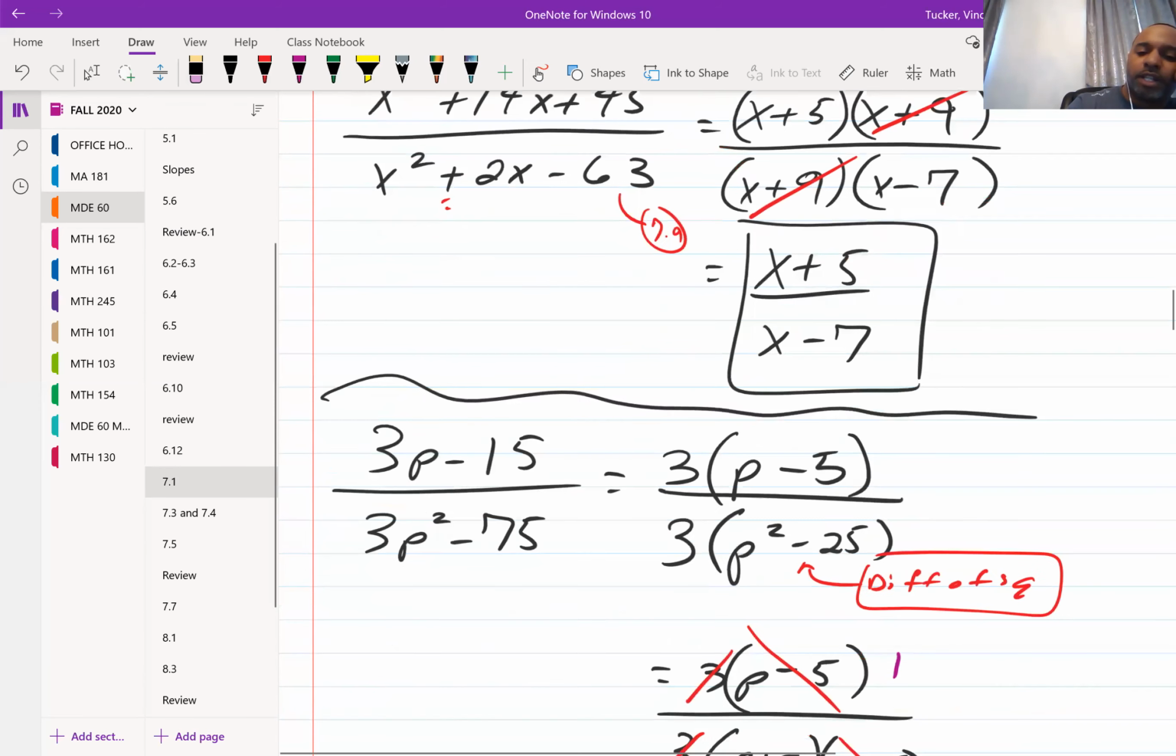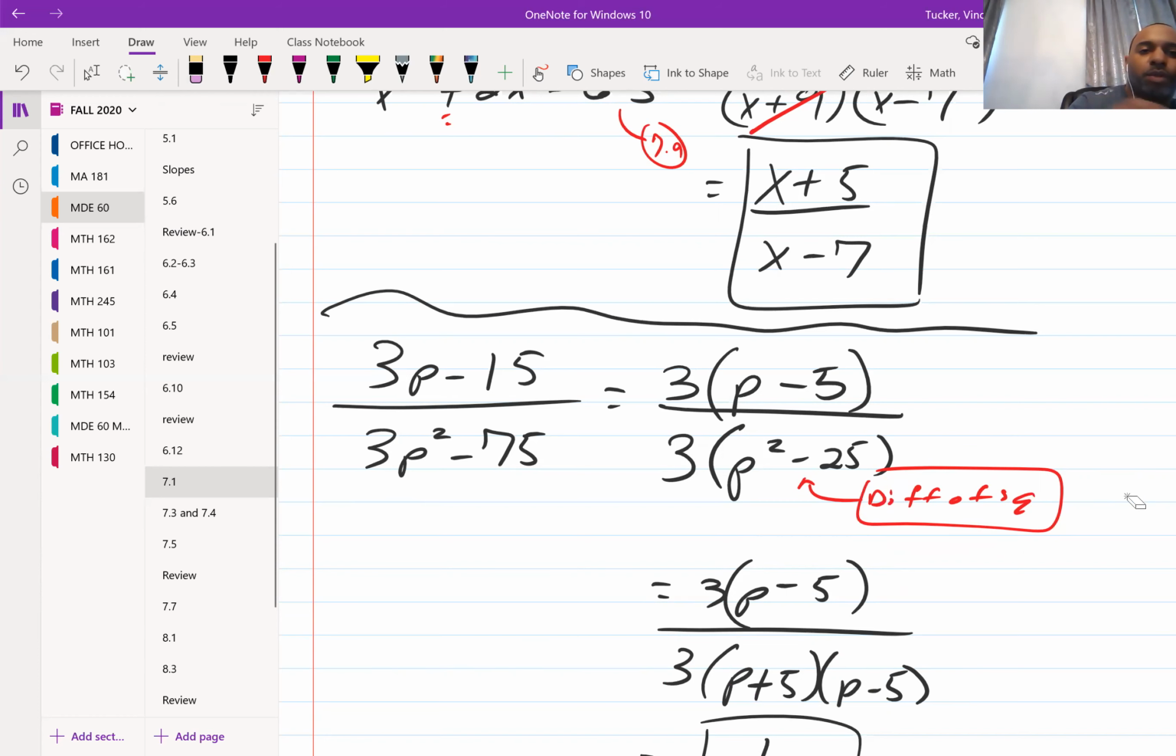Then we recognize that this is a difference of squares. So that actually factors out to p plus 5, p minus 5. All right. So now we cancel out what's in common.